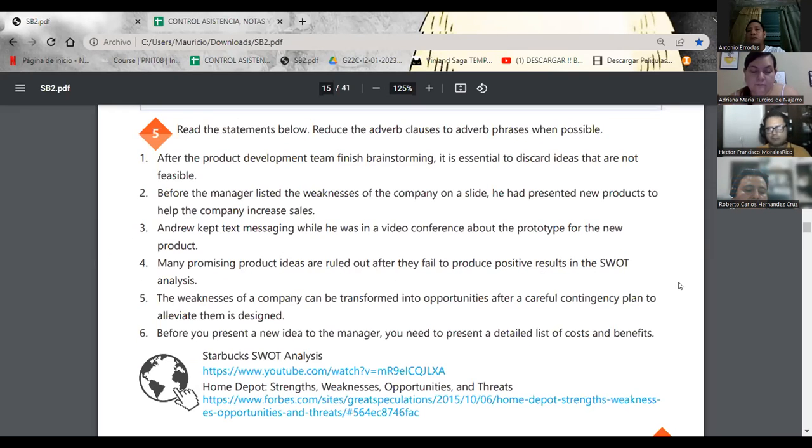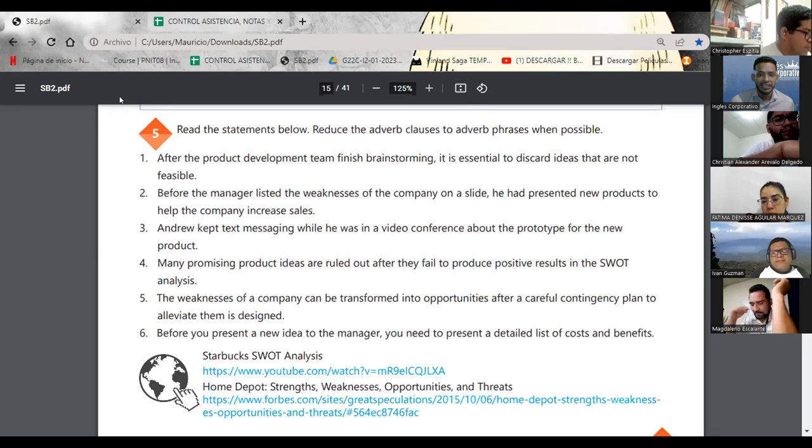What is the meaning of statements? Statements are sentences, affirmative or negative. Okay, thanks, teacher. You can say sentence or you can say statement, but when you hear statements, it's about affirmative or negative. Yes. Got it, teacher. Thanks.